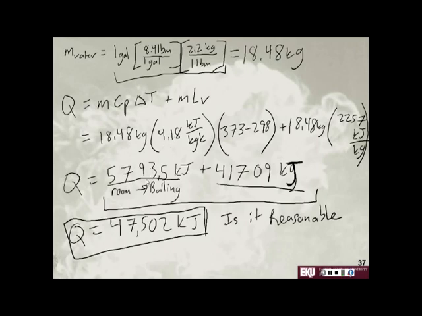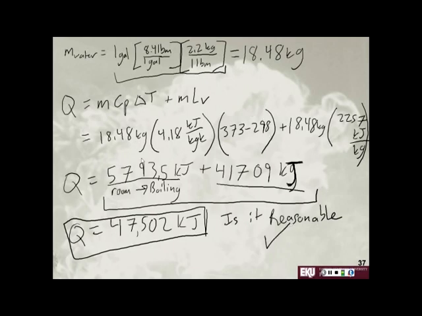Let me try again. I'm going to double check this time by redoing the math. So we have 18.48 times 4.18 times 373 minus 298. 5793. Okay, I get the same answer, so we'll say that that's reasonable. And then we'll just redo the other answer. 18.48 times 2257. Same thing, 41,709. Okay, so is it reasonable? We're going to say yes.